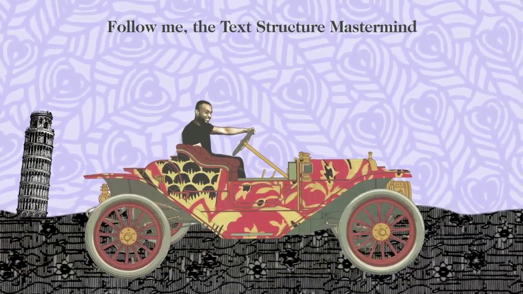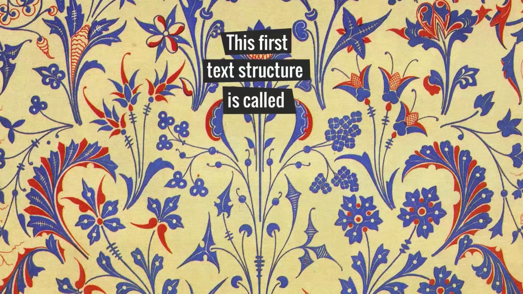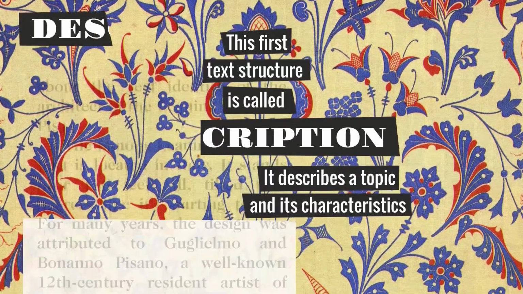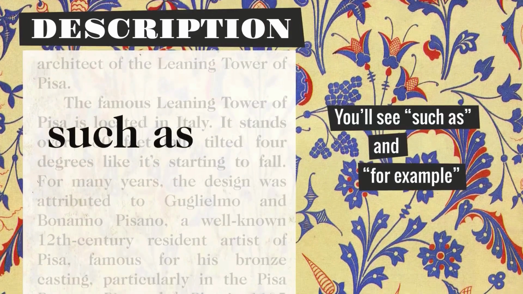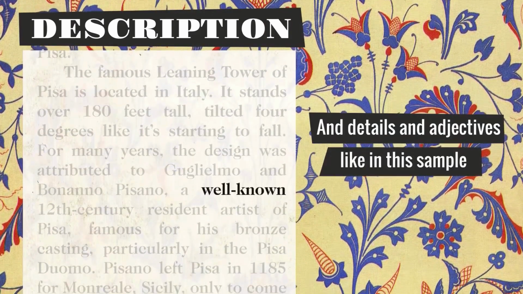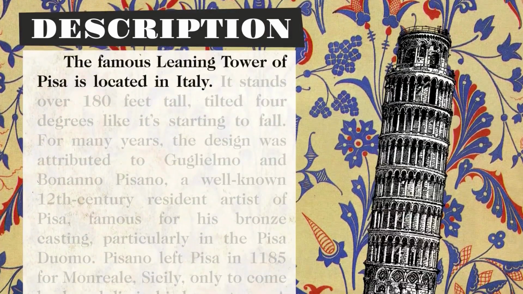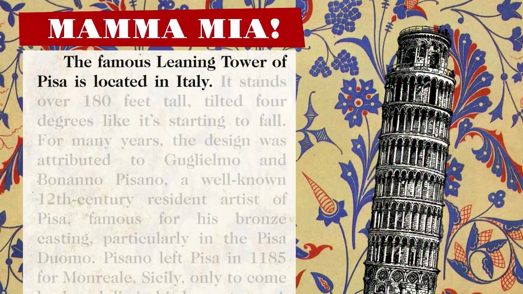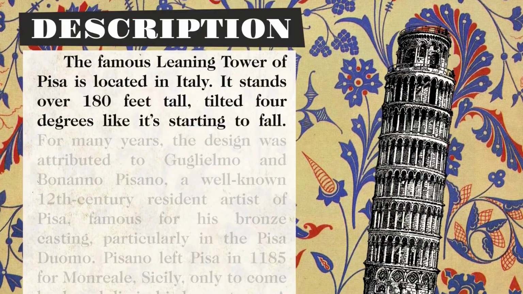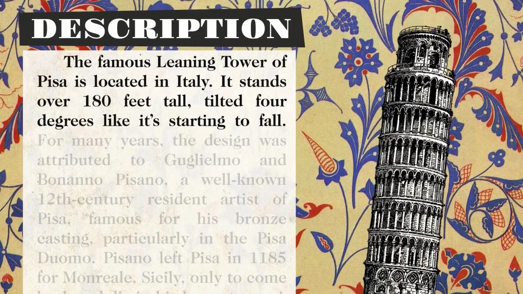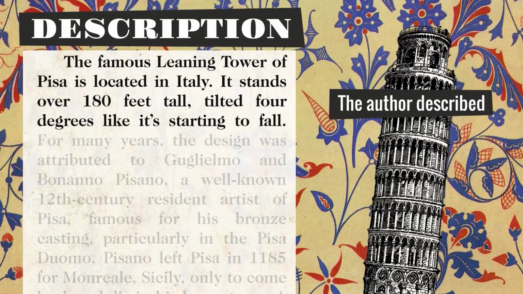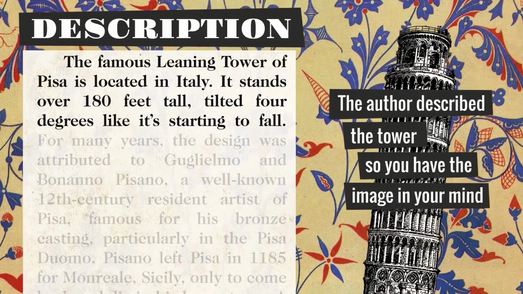Follow me, the text structure mastermind. This first text structure is called description. It describes the topic and its characteristics. You'll see such as and, for example, and details and adjectives like in this sample. The famous Leaning Tower of Pisa is located in Italy. Mamma mia! It stands over 180 feet tall, tilted 4 degrees like it's starting to fall. That's description. The author described the tower, so you have the image in your mind.